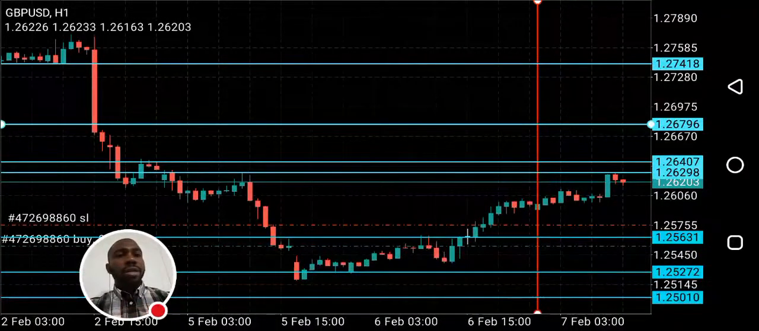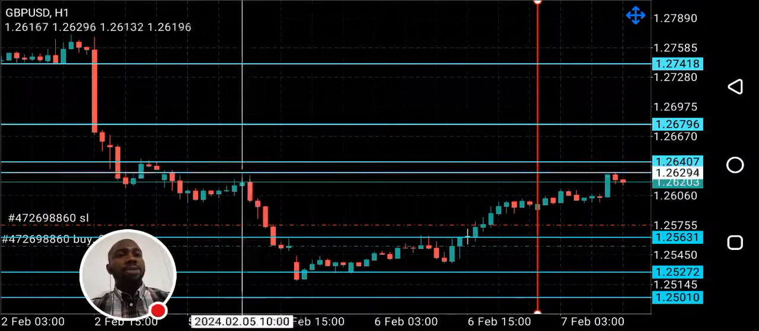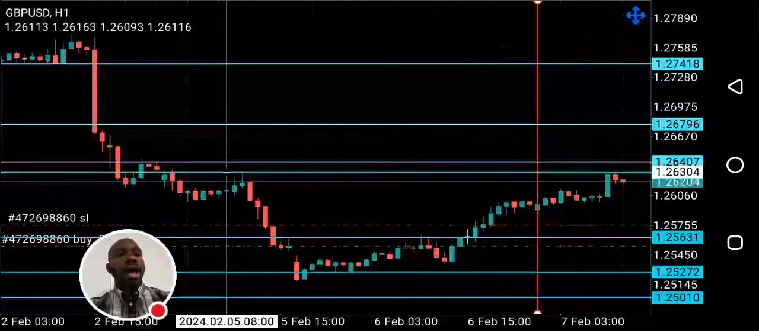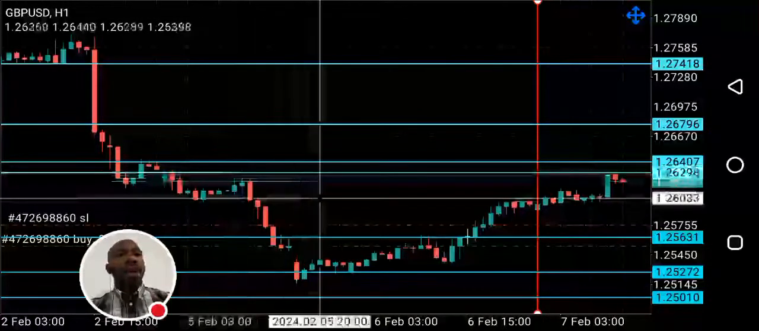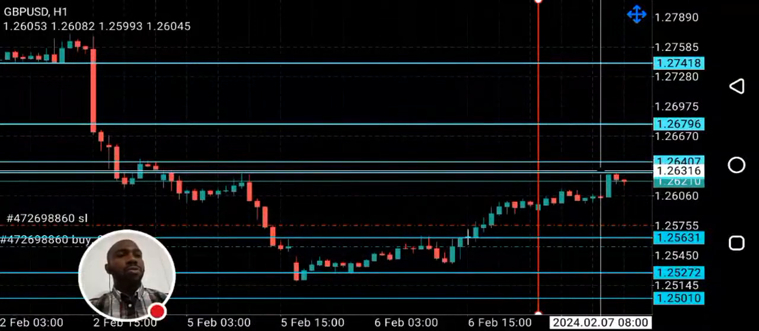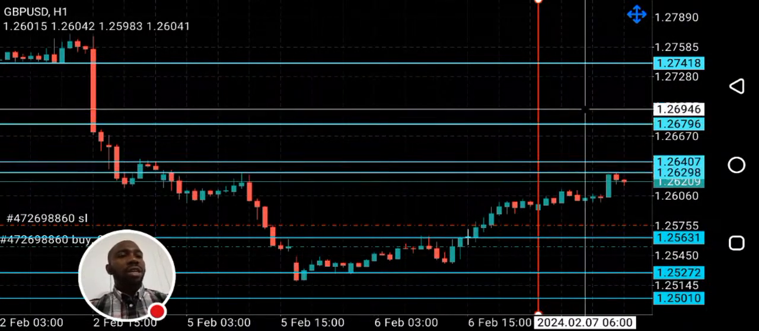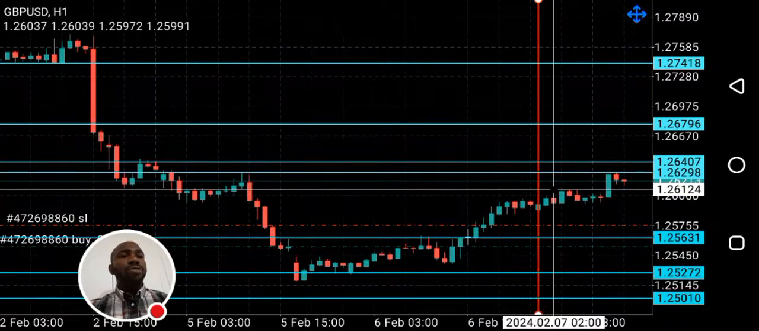I think the shift in market structure on 1 hour will take place here. This previous lower high, this is a high. This candle tested that level and there's a rejection from that level. Once this level is broken, once this level is cleared, then we should expect more bullish move on GBP USD.